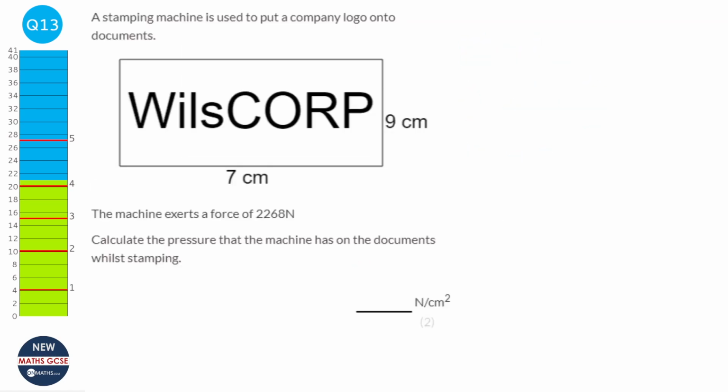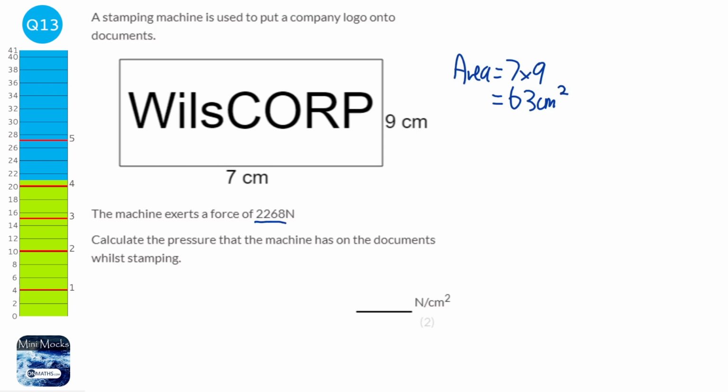To find the pressure, we need the area and the force. We're given the force in the question, so all we need to do is find out what the area is, which will be the 7 times the 9, which will be 63 centimetres squared. So what we can do is write down the pressure formula, which says that pressure equals the force divided by the area.